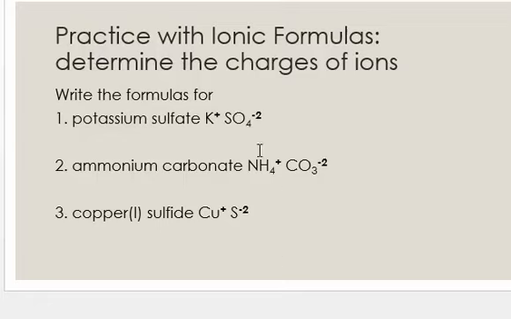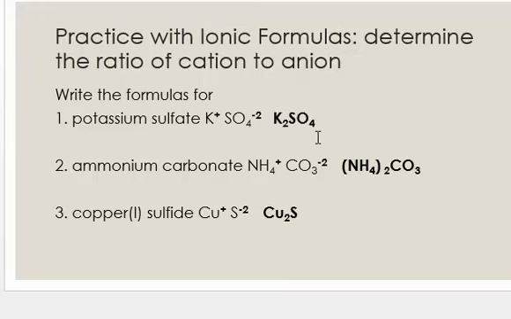We need 2 cations to get a total charge of positive 2 to cancel out the negative 2 of the anion. The formula for potassium sulfate is capital K subscript 2, capital S, capital O subscript 4.